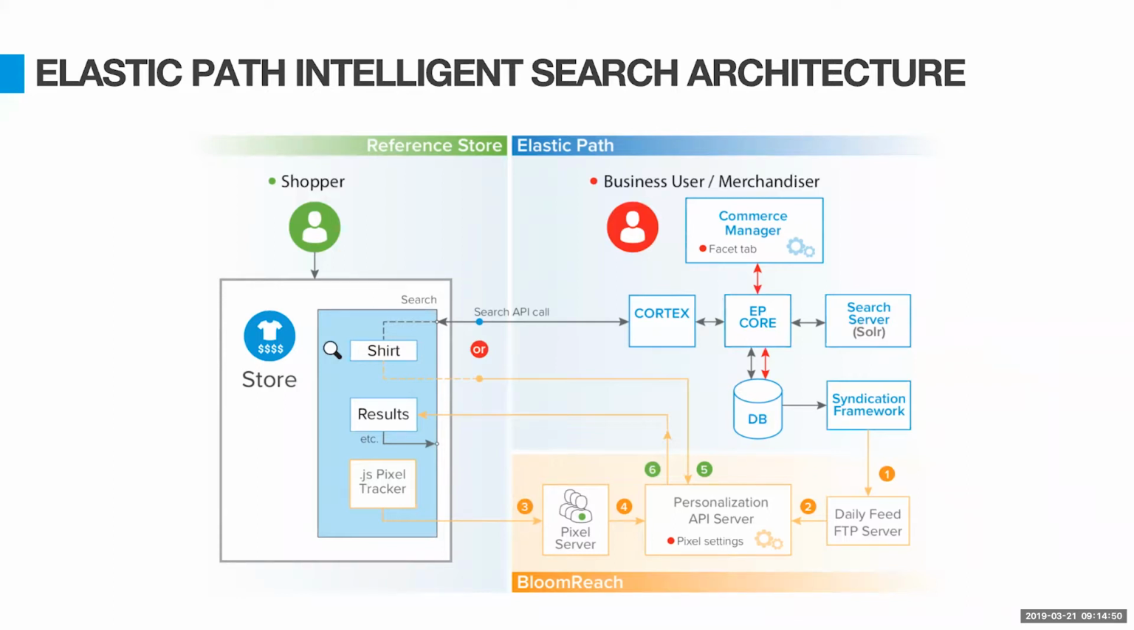The output is delivered when a customer is shopping from the storefront and conducts a search. That action will send an API call to that Bloomreach personalization server, and through a combination of product feed and customer browsing behavior, Elastic Path Intelligent Search will return the optimal results, including conditions created by the merchandisers. Now, all of these actions for Elastic Path Intelligent Search are highlighted in the orange box and with the orange arrows.